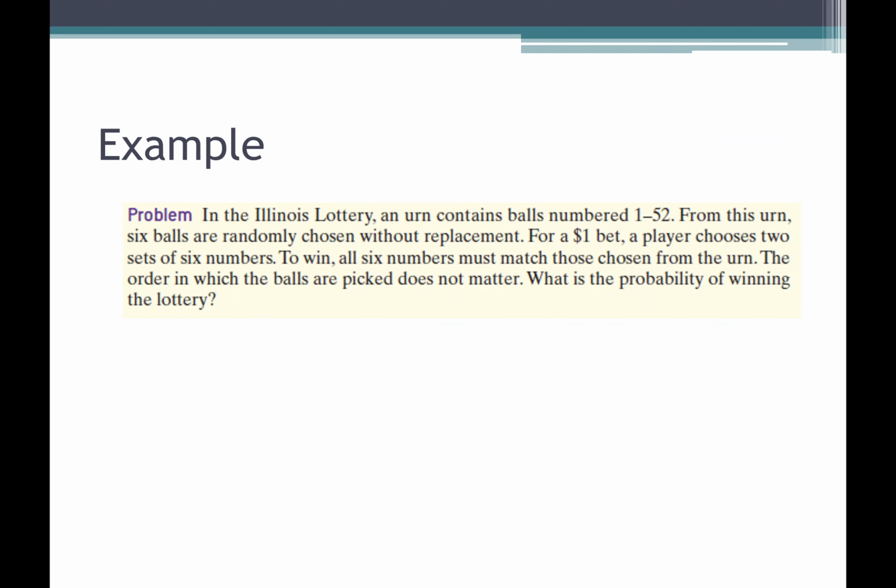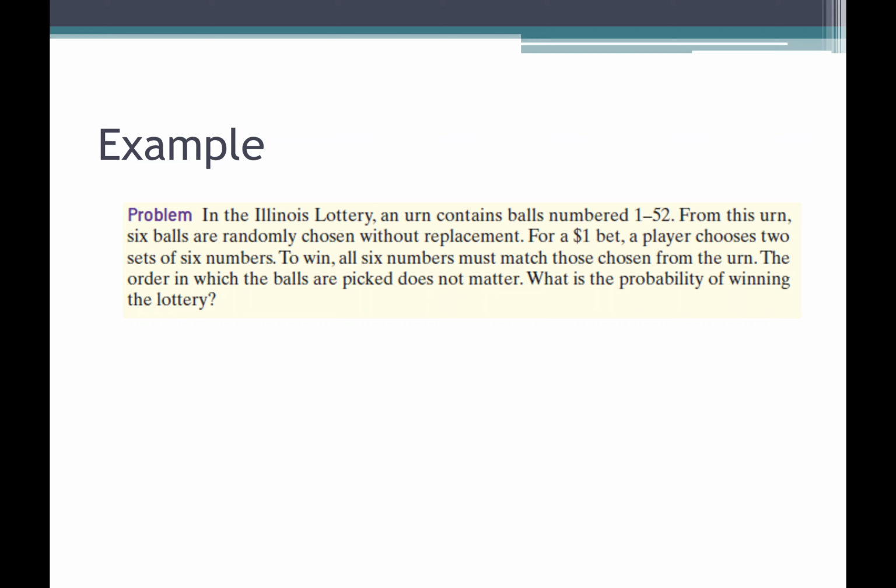In the Illinois lottery, there are balls numbered from 1 to 52. An urn of 6 balls are randomly chosen without replacement. For a $1 bet, a player chooses sets of 6 balls to win, and all 6 balls must be chosen. The order in which the balls are chosen does not matter. What is the probability of winning the lottery?